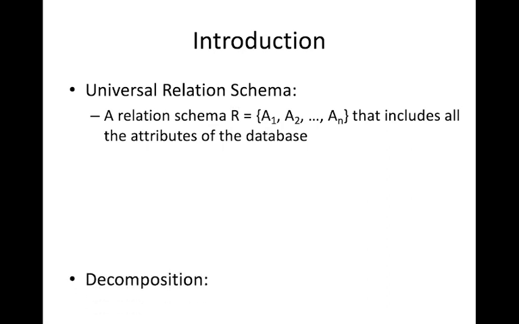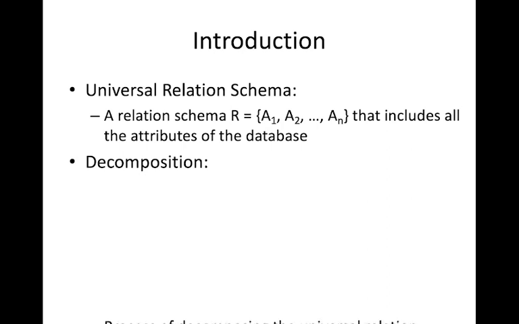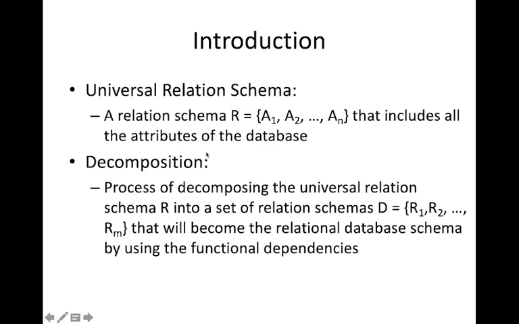Then what do you mean by decomposition? We have some functional dependencies on this universal relational schema, on these attributes. So the process of decomposing the universal relation R into a set of relation schemas D = {R1, R2, etc., Rm} will become the relational database schema by using the functional dependencies.